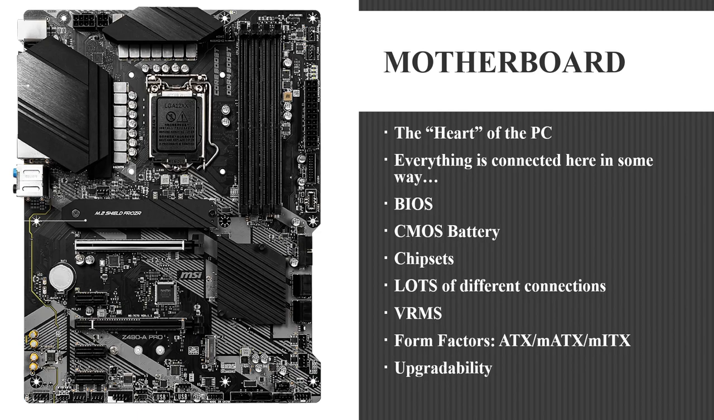You can look up a lot of things for the VRMs and figure out whether the motherboard has good VRMs or not. But once again, just make sure that you get one that can handle your CPU. There have been motherboards that have exploded in the past due to bad VRMs with very power-heavy CPUs. Now, we also have three main form factors for your motherboard: ATX, micro ATX, and mini ITX.